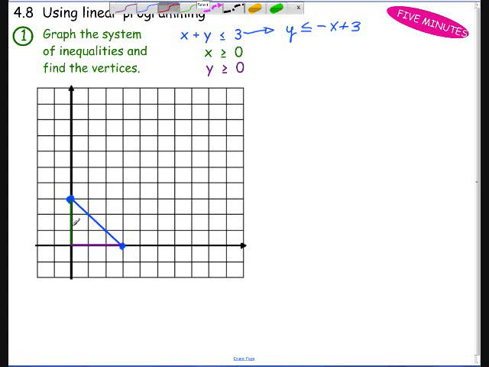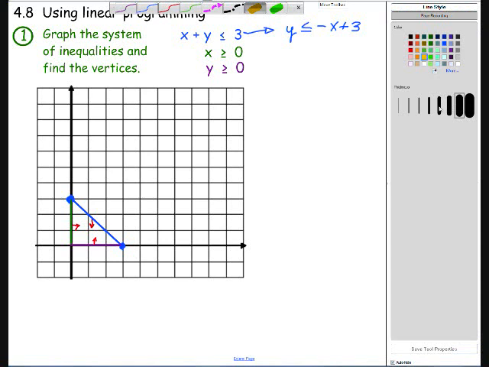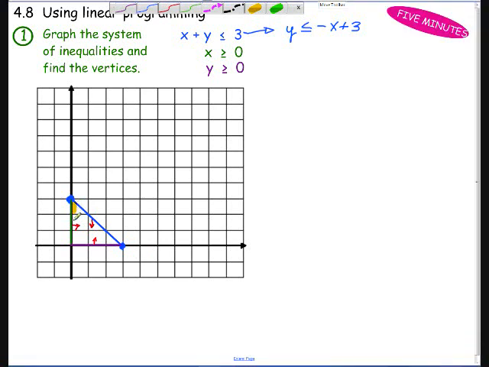Now I'm just going to put in those little arrows to remind me which side of each line is my solution. This one, y was less than, so remember I'm looking down. So there's my solution space, and I can color that in. This is the place where all of these inequalities overlap. That's an important element of systems of inequalities. It's where they all overlap.